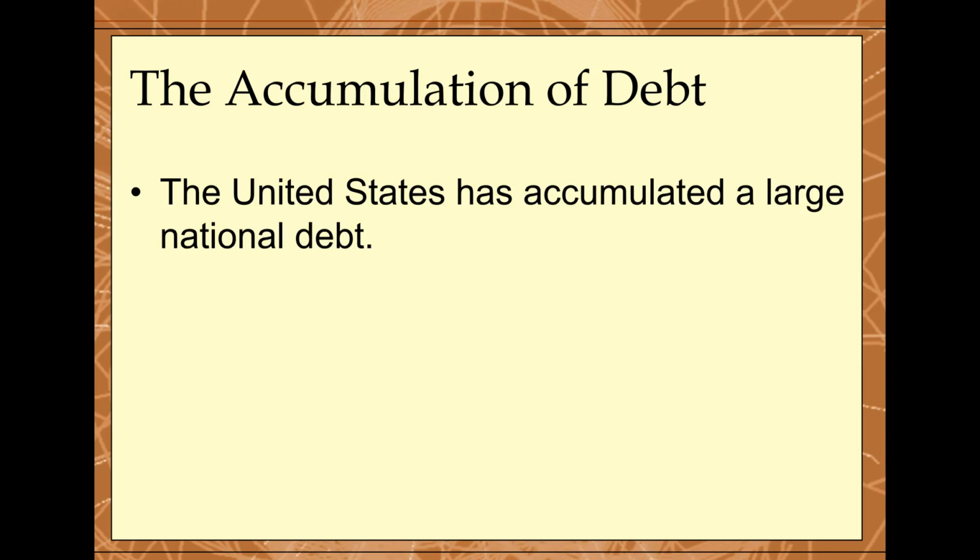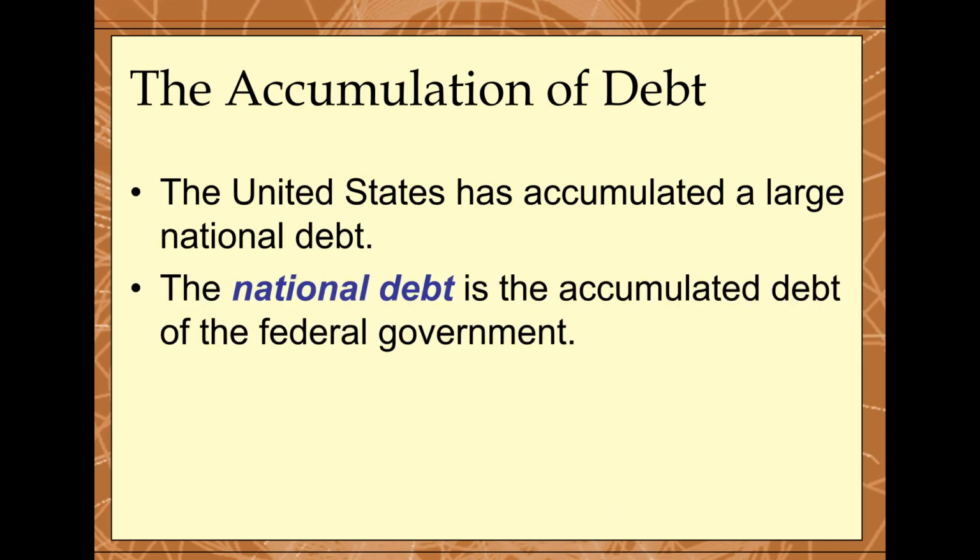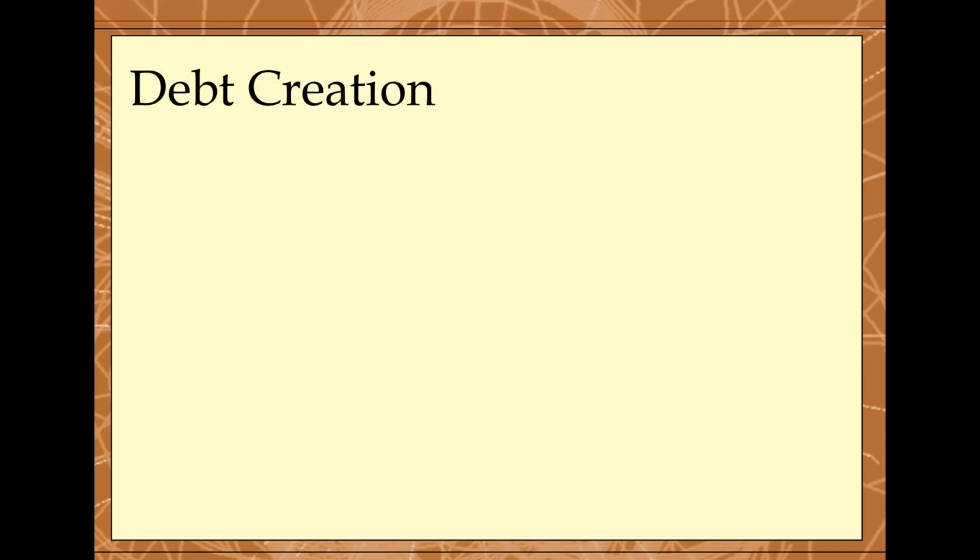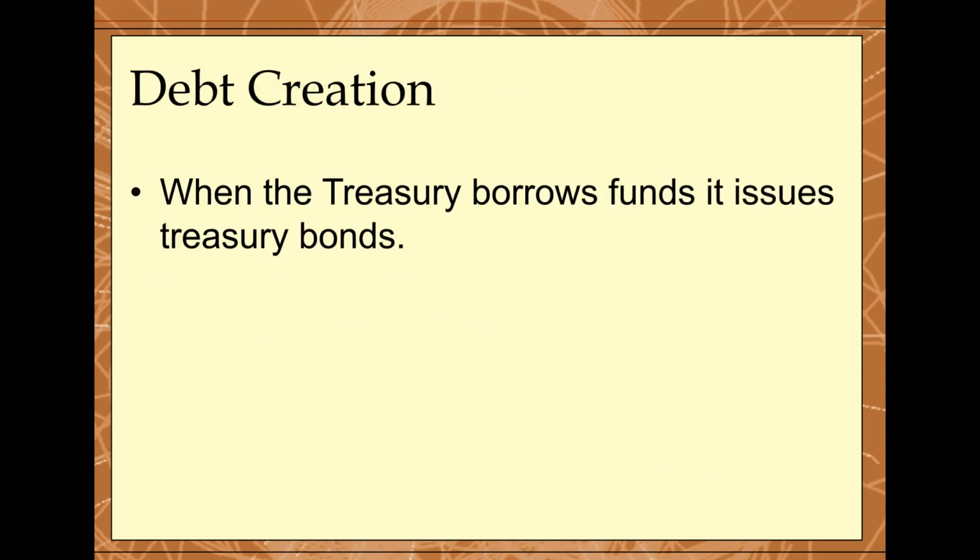So the United States has accumulated a large amount of debt, and the national debt is simply the accumulation of annual budget deficits. In order to borrow money, the government issues bonds. Depending upon how long the government wants to borrow money, if it wants to borrow short term, the types of notes the government issues are called treasury bills.